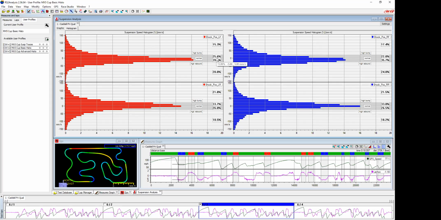25.6% of the time that shock is spending its time in low speed, in the grays, low speed bump or compression. Opposite of that, it's spending 39% of its time in low speed rebound. It's spending 15.3% of its time on this lap, in the data we're zoomed in on, in high speed compression, and 20% in high speed rebound. Okay.